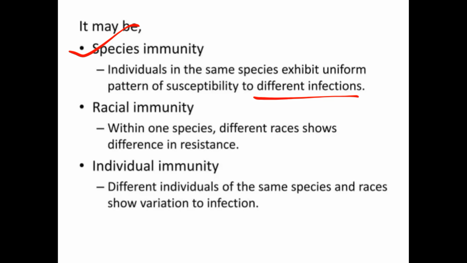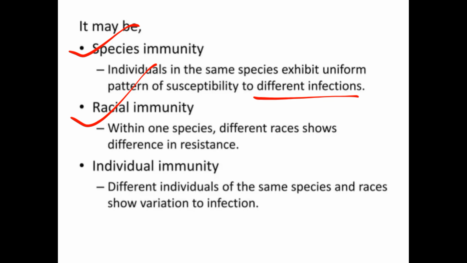Then racial immunity. Within one species, different races show differences in resistance. In species immunity, all the animals in one species have one type of resistance, but in racial immunity, within one race, like I have said, the black people are resistant to pneumonia in southern South Africa. So that is called racial immunity.